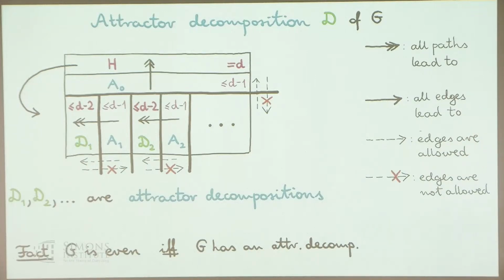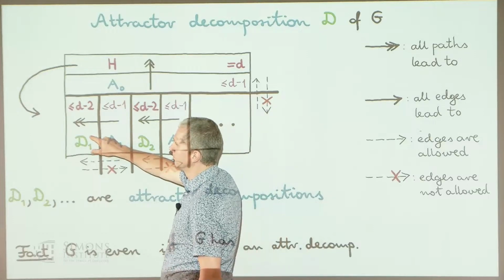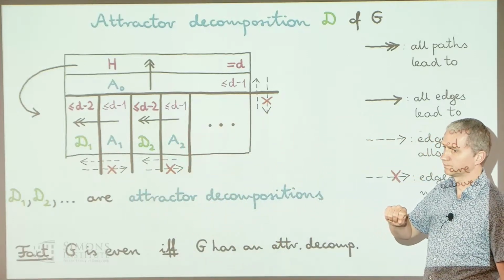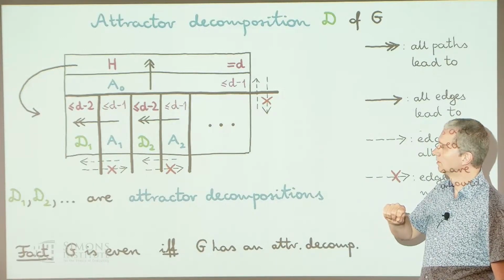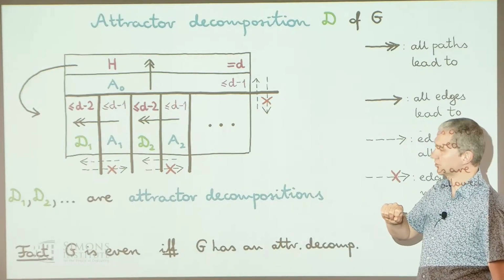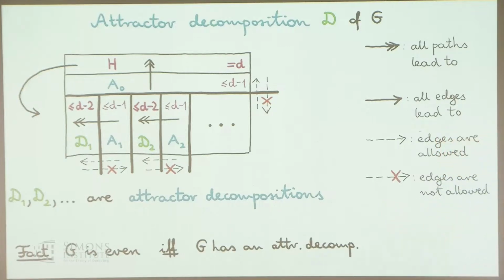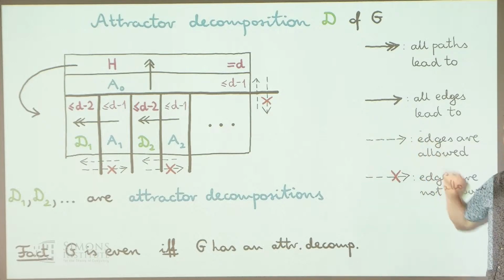Let me see if I understand correctly. So take D1. D1 will be all the nodes that have at most D-2. Mm-hmm. But if they reach a node with D-1, then it's going to be in A0. That's right. And then from there, they must move to D. That's right. Okay. So that's an attractor decomposition. I claim a graph is even, so it has only good paths, if and only if such an attractor decomposition exists.